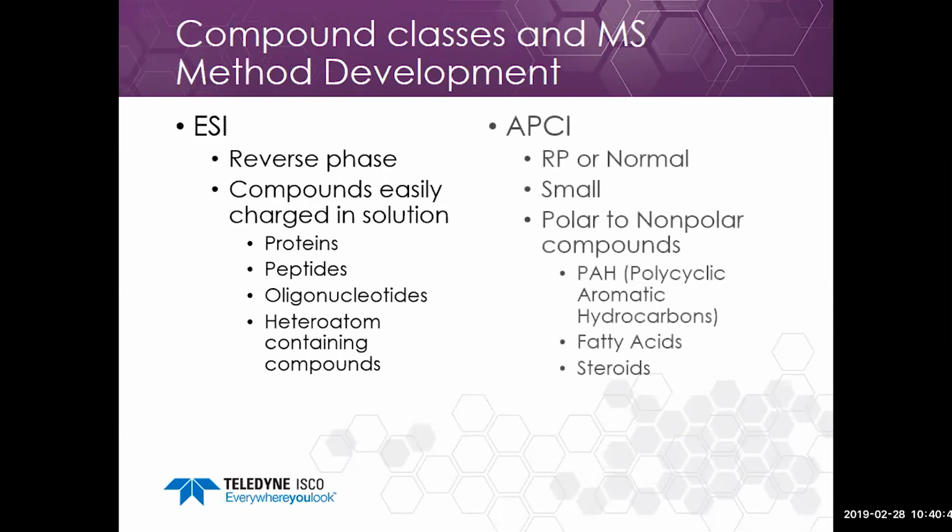ionization and being detected. If you choose the APCI probe, you can use reverse phase or normal phase as your chromatography solvent system. Traditionally, this works well for small polar to non-polar compounds. Some examples include polycyclic aromatic hydrocarbons, fatty acids, steroids. So small and large non-polar molecules would be suitable for APCI.